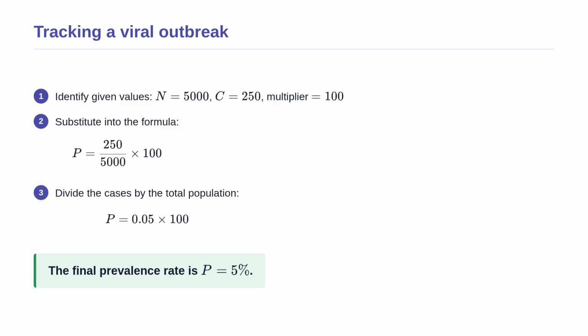First, we identify our given values and substitute them into the formula. We replace C with 250 and N with 5,000. We use 100 as our multiplier to get a percentage. Dividing 250 by 5,000 gives us 0.05. Multiplying by 100 gives us 5. This means exactly 5% of the town currently has the infection.